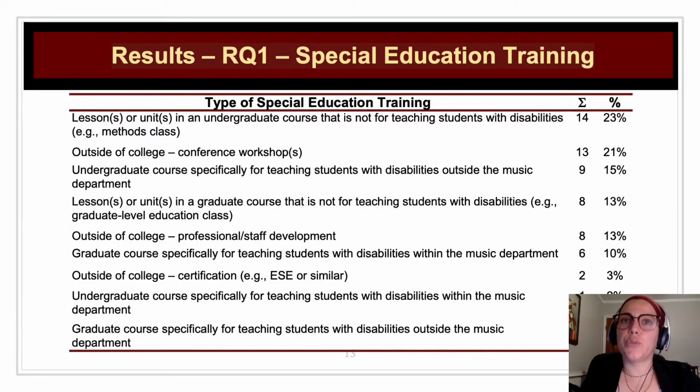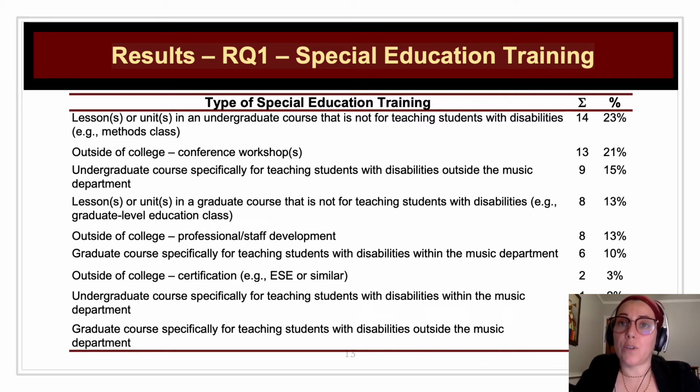The first research question asked about graduate music education majors' types of special education training for teaching students with disabilities. Participants' responses to the demographic question on type of training helped to answer this question. Results aligned with prior literature that most music teachers were not prepared with music content-specific knowledge to teach learners with special needs. The highest percentage of participants, 23%, were prepared to teach disabled learners through an undergraduate course that is not specific to teaching students with a disability.